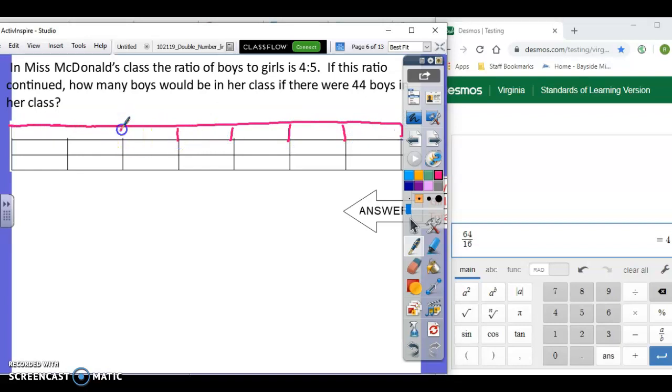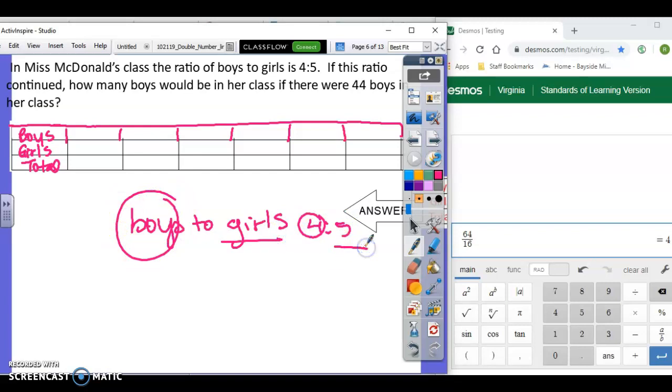So let's label our table. We need boys, and it doesn't matter if you put boys or girls first. Girls, and then we need total. So the ratio is, it says boys to girls, and then it says 4 to 5. So 4 goes with boys and 5 goes with girls. So there are 4 boys to 5 girls, and I know that's 9 total students. So the question says, how many boys, so this is what I don't know, so I'm going to put an X there for my unknown value, and I know that there are 54 students.